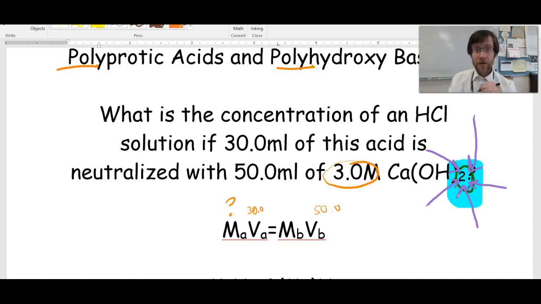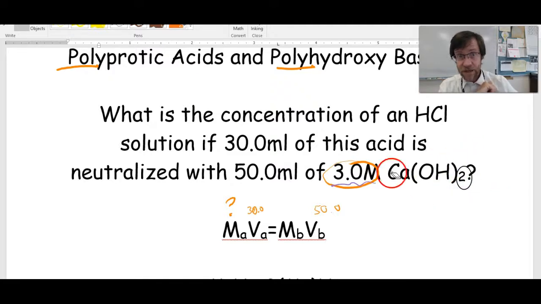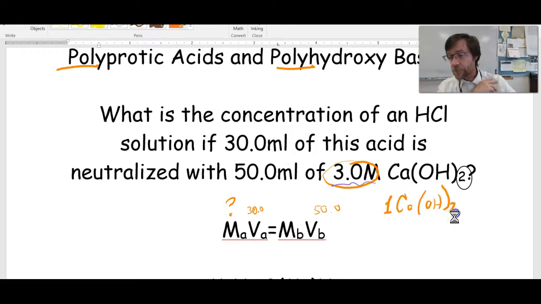That is a problem, because if we have a 3 molar concentration of calcium hydroxide, that is not the concentration of the hydroxide ions. And here is how that works. If you have 1 calcium hydroxide, how many hydroxide ions do you have? You have 2 OHs in there.